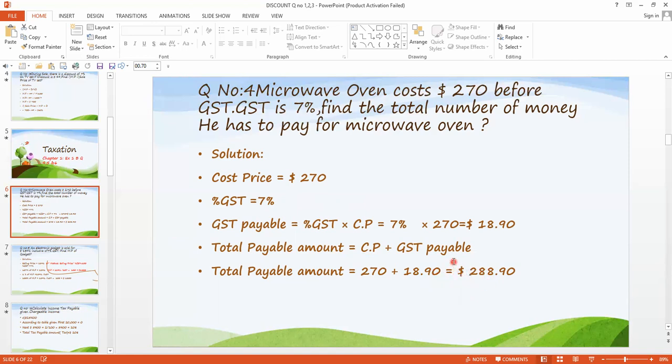Is it clear? Suppose in real life you have to buy anything, and if GST is 7%, how do you find the total payable amount? You just multiply the cost price with that GST, and then you get the GST payable, the amount you have to pay as tax. Then you add it to the cost price. So this is your total payable amount. Clear?